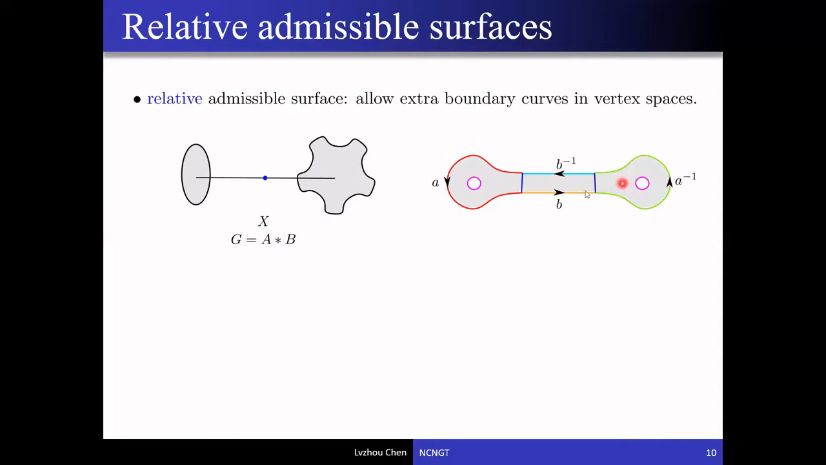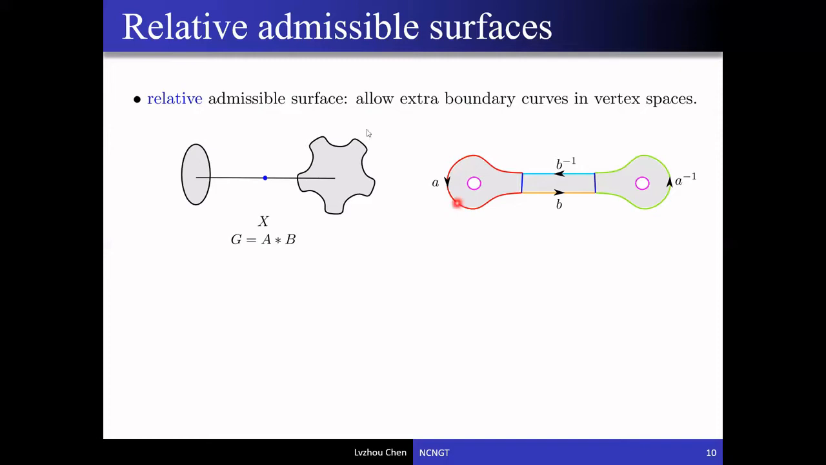For the two remaining parts, we just bound them by an annulus. Then this introduces two new boundary curves, one representing A inverse, the other representing A. So this gives a relative admissible surface. It has one boundary component wrapping around the given loop gamma and two extra boundary components representing A and A inverse supported in the vertex groups.